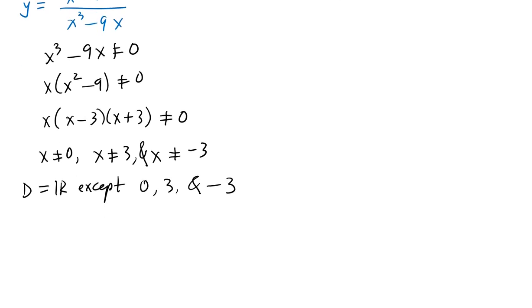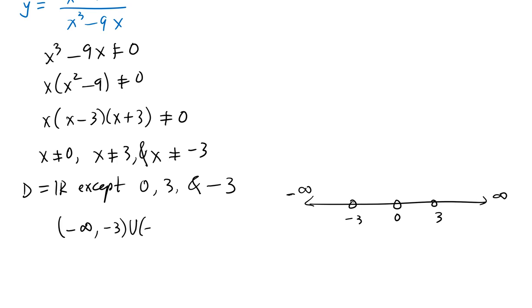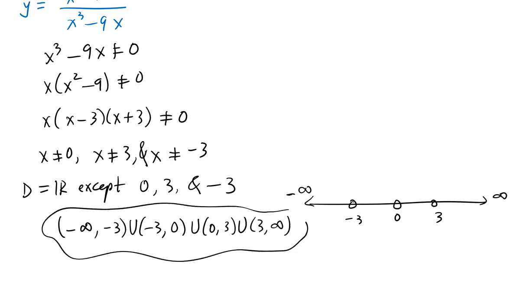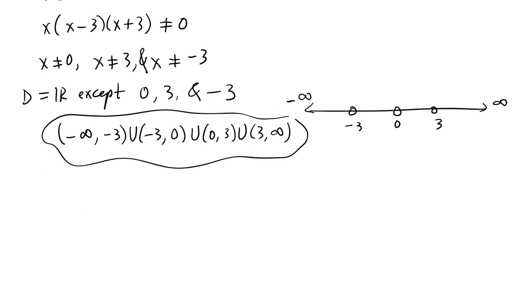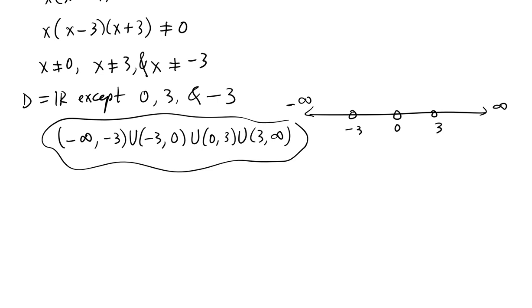If you write interval notation to exclude these values, you always start from the left side, negative infinity. If you're going to put it on the number line to see it, it can be negative 3, it can be 0, and it can be 3. So it's negative infinity to negative 3, union negative 3 to 0, union 0 to 3, union 3 to infinity. So that means we are excluding negative 3, 0, and 3 from the domain.